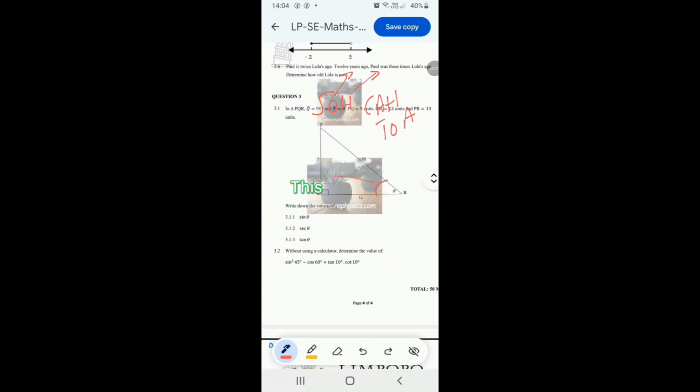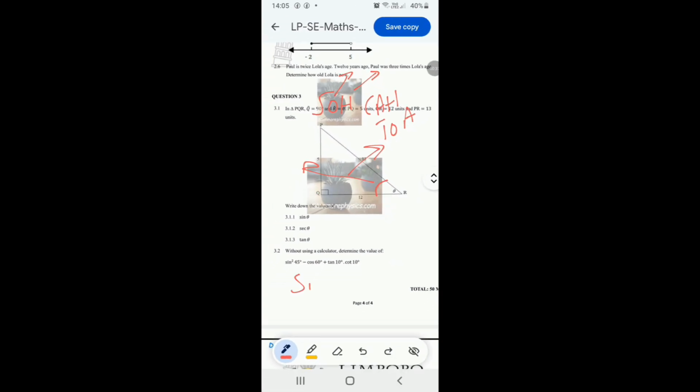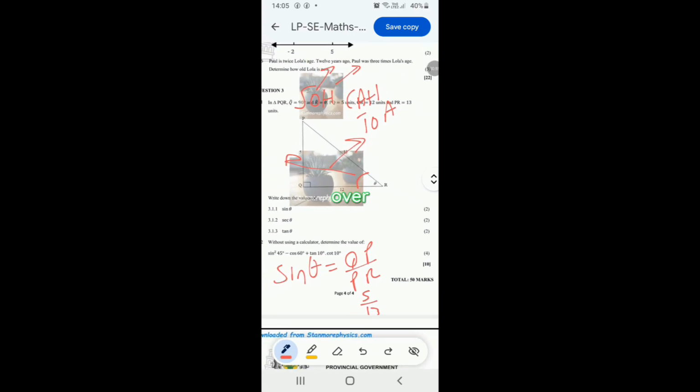Sine is opposite over hypotenuse. This is opposite and this is hypotenuse. Therefore, sine theta is equal to opposite, which is QP (you don't have to write this), over hypotenuse, which is PR. So our answer is 5 over 13.